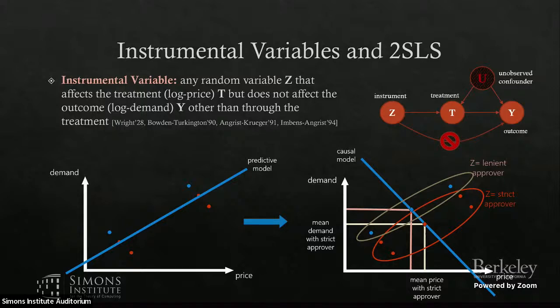By doing this sort of averaging among instrument values, you're removing all of the effect from this unobserved confounder and only focusing on the variation in the price that's driven by the instrument. And because the instrument is exogenous variation, you're essentially regressing on this exogenous variation of the treatment that's not controlled by the unobserved confounder. And that's why you get the causal effect.